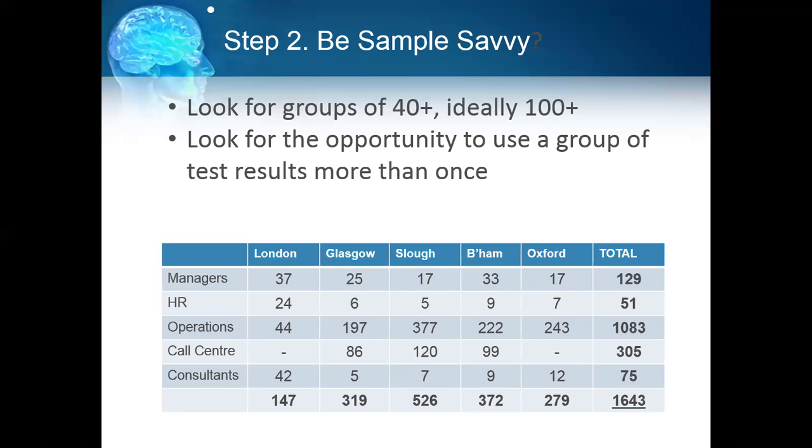But if we add all the managers up from across all of the offices, we get a really robust sample of 129. And what we'll do is create a separate link for you. So although you can still tap into, for example, the managers in London or the operations staff in Birmingham, you're also able to combine the samples.